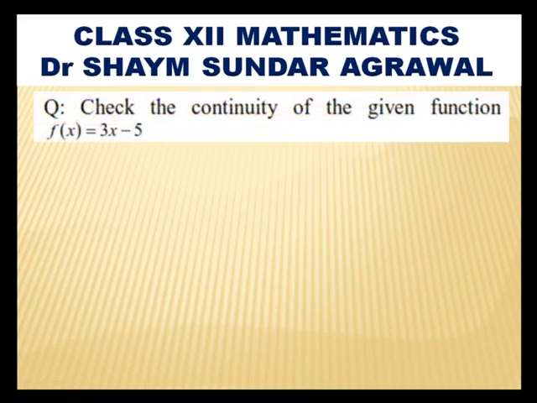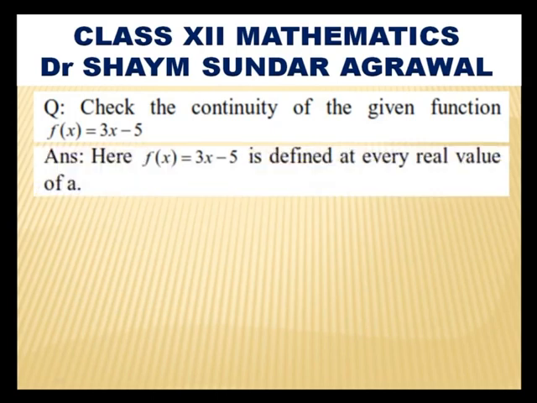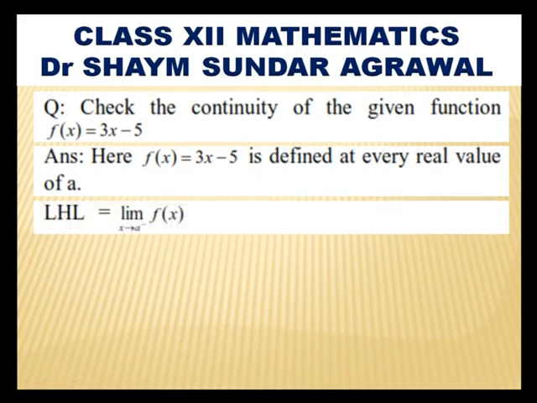Let us check the continuity of the given function f(x) = 3x - 5. Here f(x) = 3x - 5 is defined for every real value. Its domain is all real values. Let a be any point in its domain. So now we have to check whether its limit exists at x = a, where a is any general point.